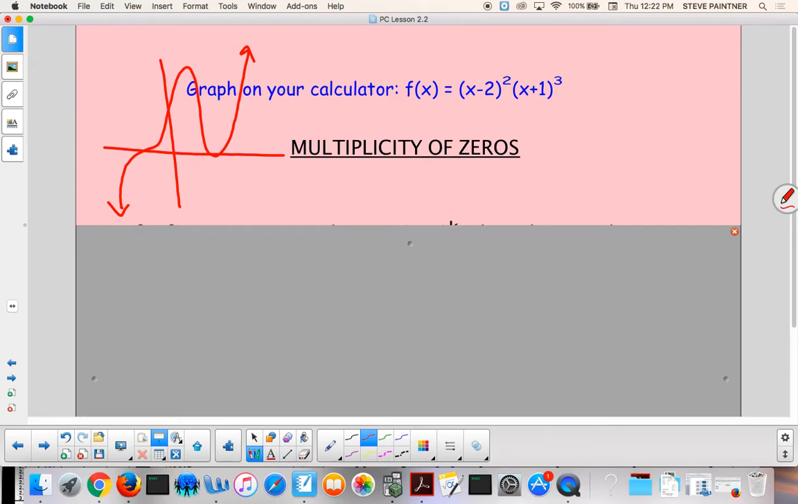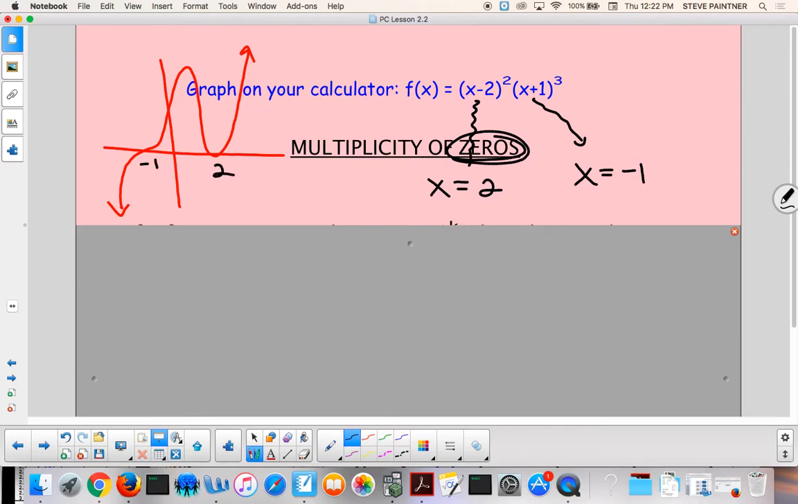Here's the deal. We're going to talk about multiplicities, and multiplicities mean you're going to repeat a zero. So if I were to do this, I'd ask you this: what's your zero? In this one, it's x equals 2. In this one, it's x equals -1.